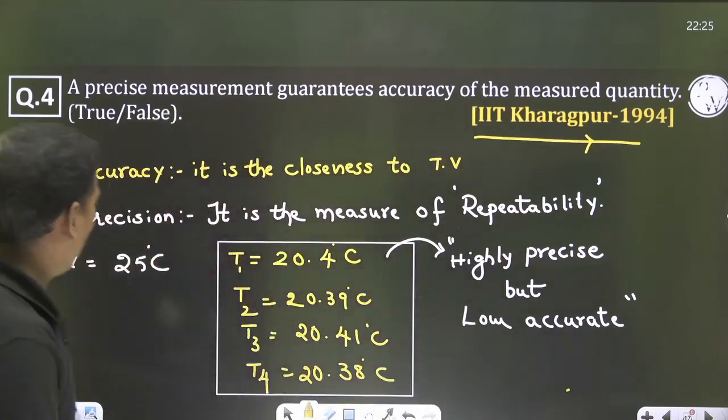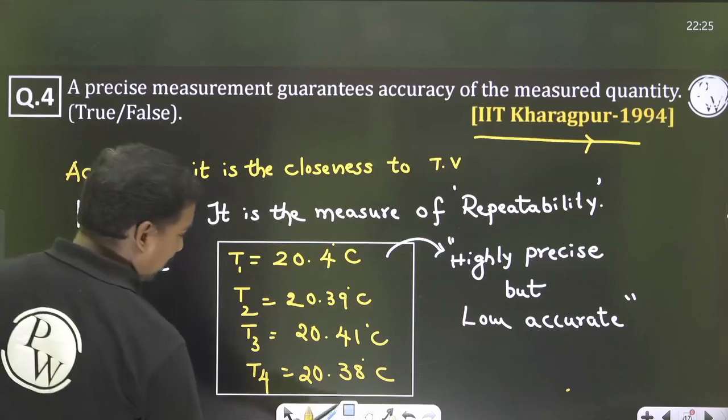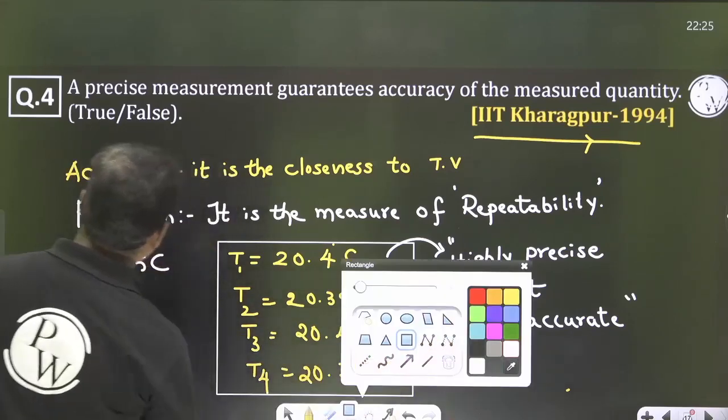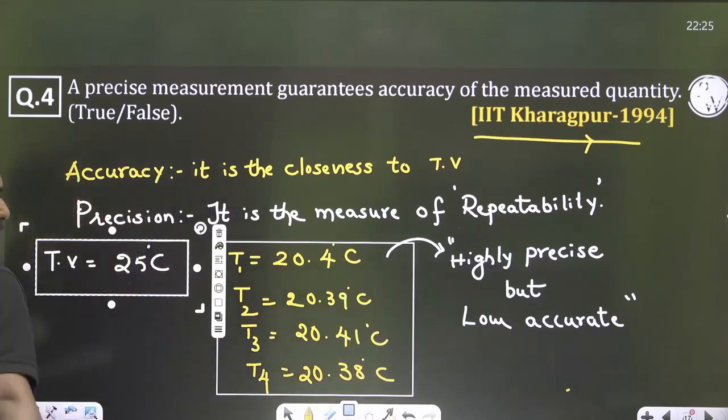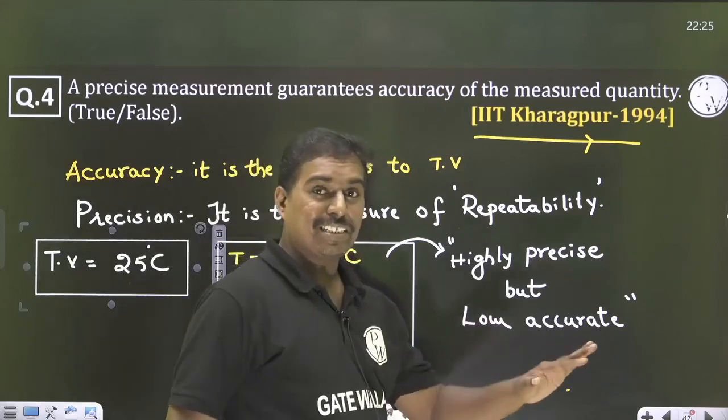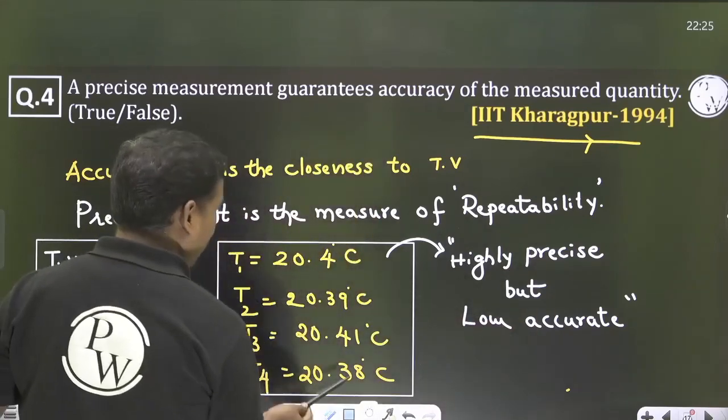What was my true value? My true value was 25 degrees Celsius. But the reverse is true. What is the reverse?